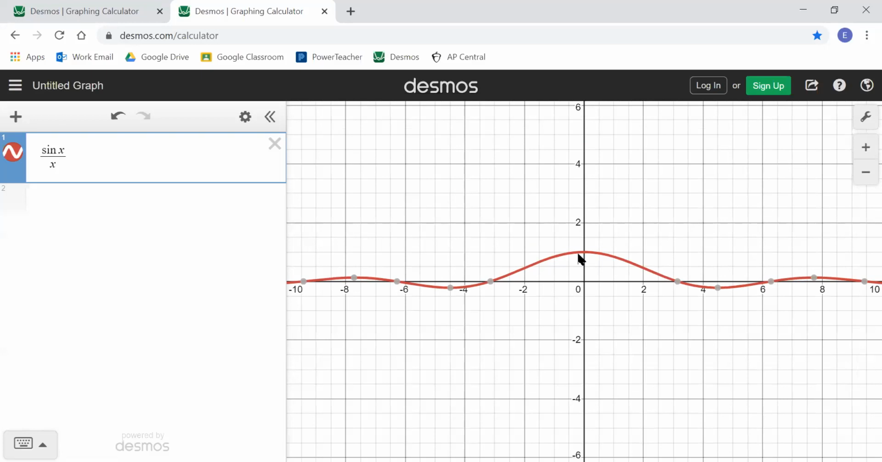So what we're looking for is a function that is always above this and a function that is always below this that we can sandwich this function between. So that's going to be our goal. So we can find a function always below that has the same limit at x equals 0 of 1 that we're looking for.